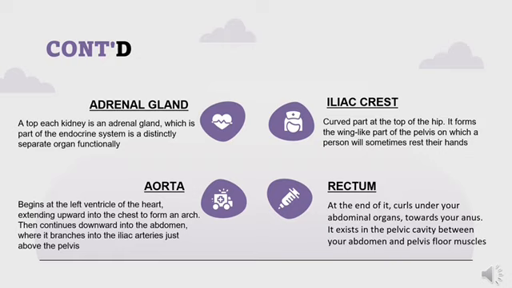Iliac crest. The iliac crest is the curved part at the top of the hip. It forms the wing-like part of the pelvis on which a person will sometimes rest their hand. Rectum. The rectum is at the end of it, close under your abdominal organs toward your anus. It exists in the pelvic cavity between your abdomen and pelvic floor muscle.